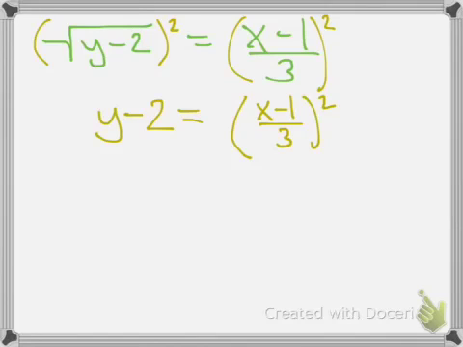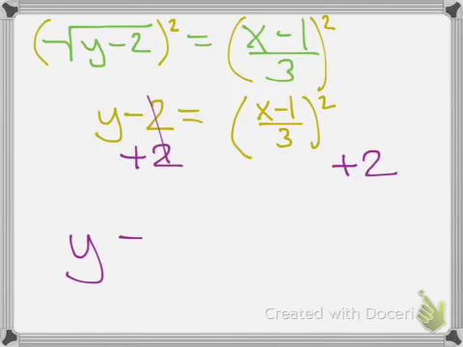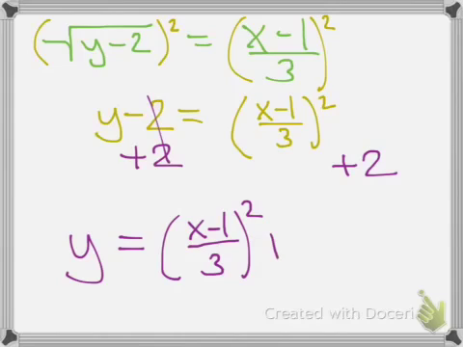Now you could try to simplify this if you like, but we're just going to leave it alone and work with it that way. The last thing we have to undo now is the fact that we are subtracting 2 from y, so I need to add 2 to both sides, where these cancel here, and I'm left with y is equal to this x minus 1 quantity divided by 3, that quantity squared, plus 2.